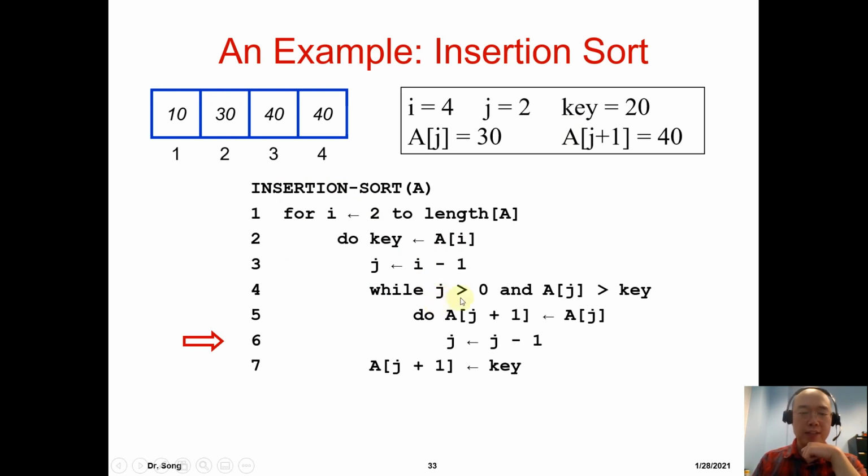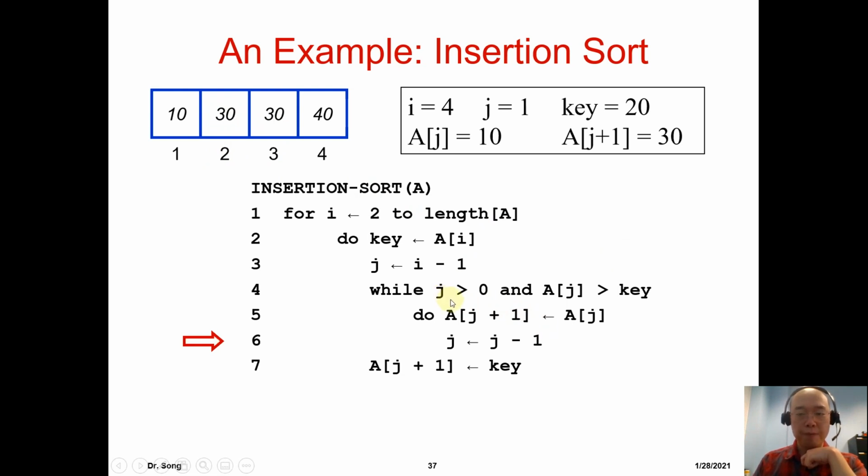Well, j reduced by 1, so j is 2, greater than 0, that is true. And then a[j], which is 30, and 30 is still greater than the key because the key is 20. So we want to shift the 30 also to the right side. So 30 shifted, and then we want to check this condition again.